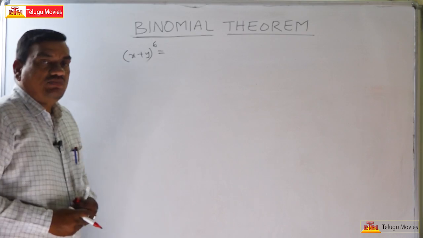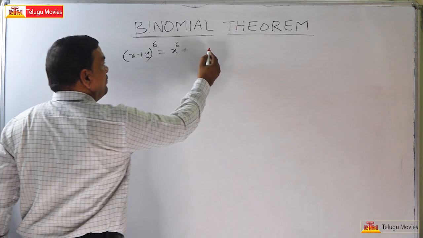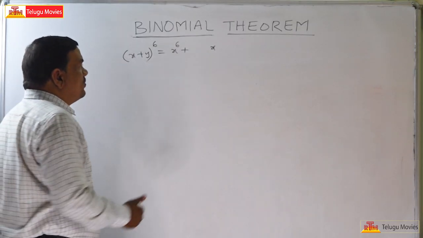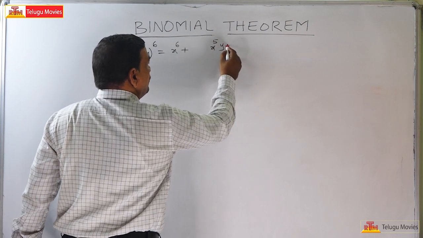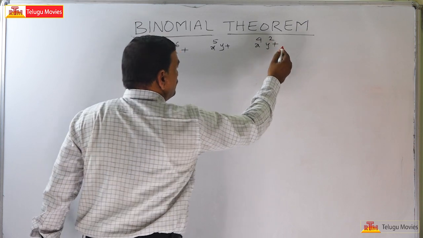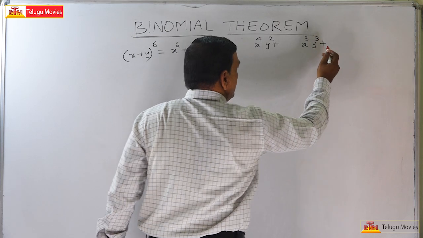Now what is (x + y)^6? The first term is x^6. Next we will get, okay, binomial coefficient I will write down afterwards. Then what we will get? x^5 y. Next what you will get? x^4 y^2. Next what you will get? x^3 y^3.